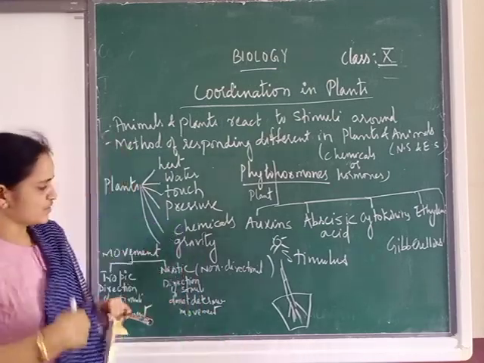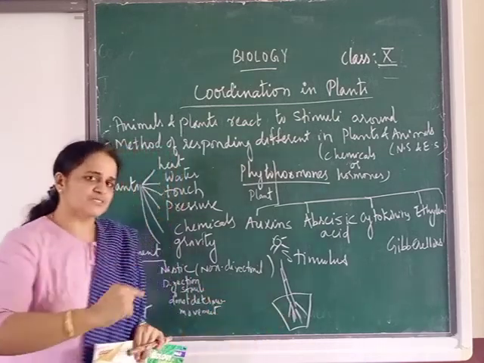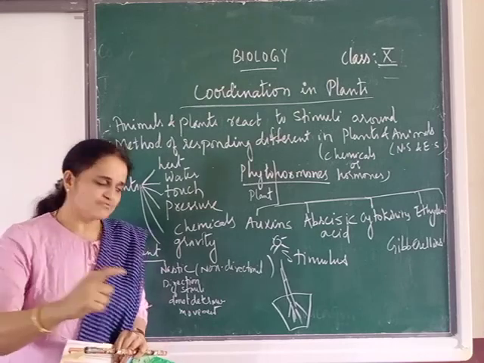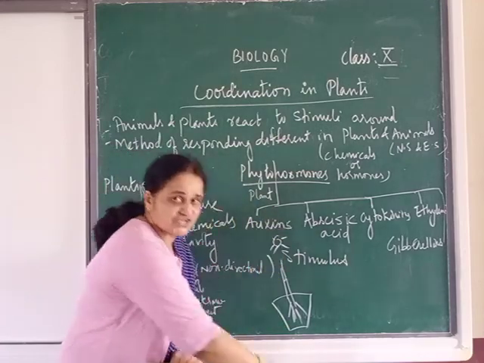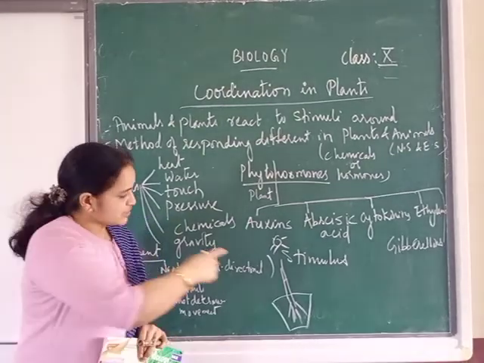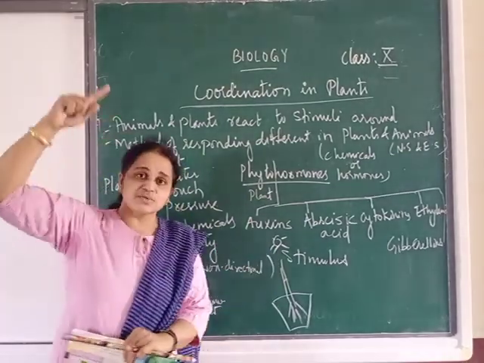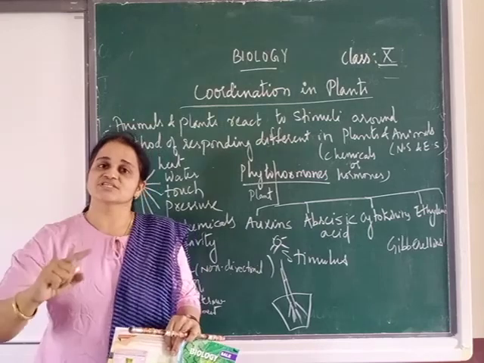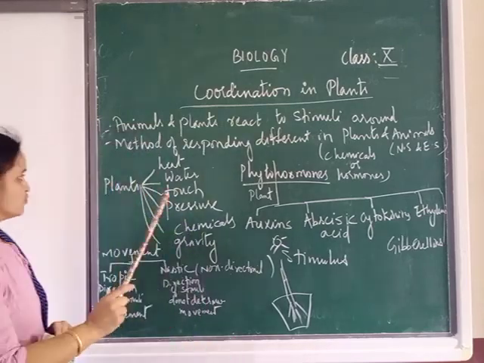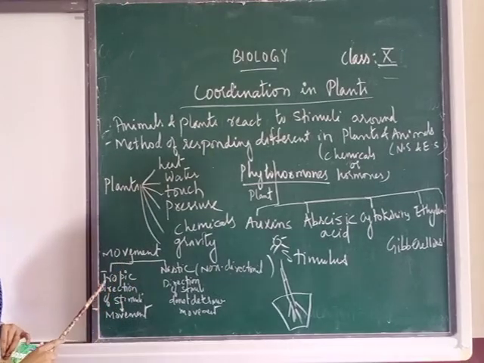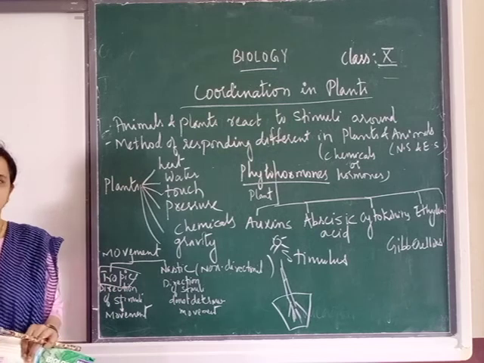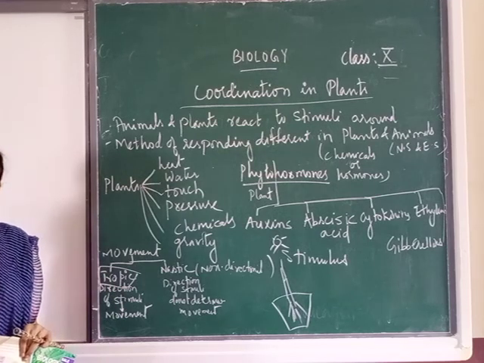So now if I ask you a question, what about these roots? They are positively geotropic or negatively geotropic? Positive, because they are growing towards the direction of gravity. What about the stem? They are going towards the light, so they are positively phototropic. Did you understand? So that means movements in plants can be of two types. One is tropic movements, or it is called tropism.